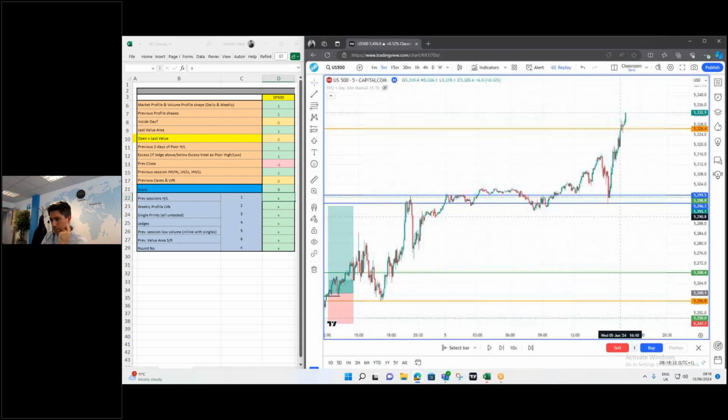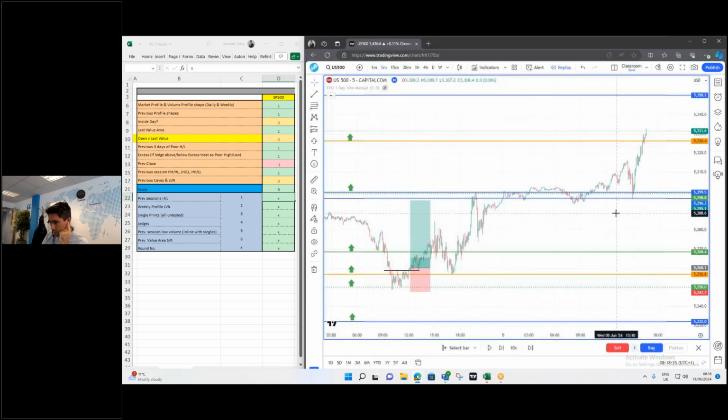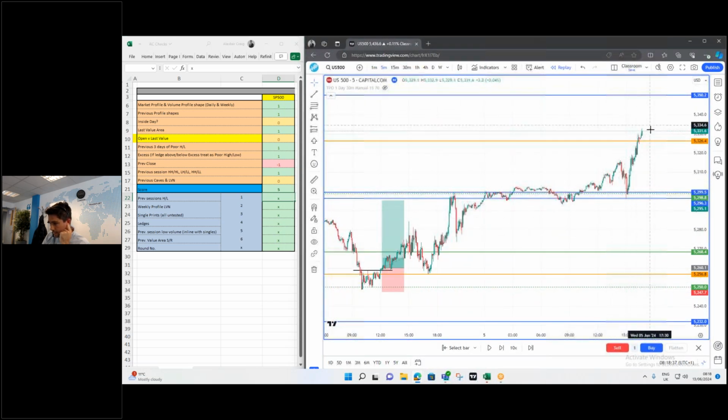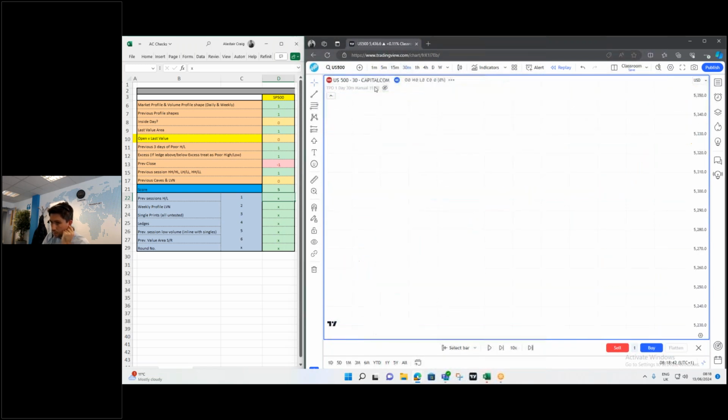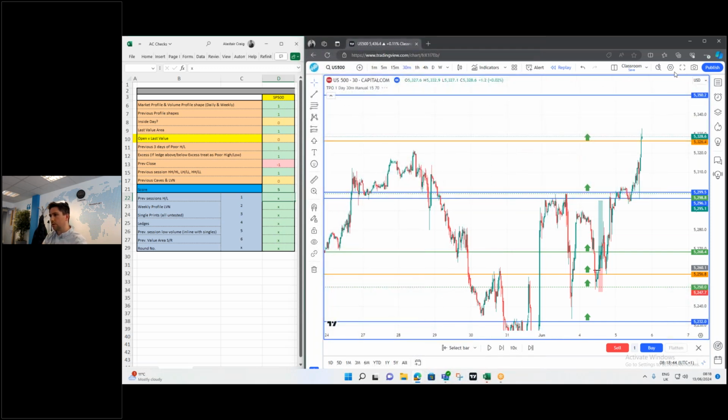There we go, continues on its way. So it retests again. So our levels have been pretty good here, right? They've gone on to be retested. We've kept moving higher. A lot of those poor highs that we talked about will now also have gone on to be broken.